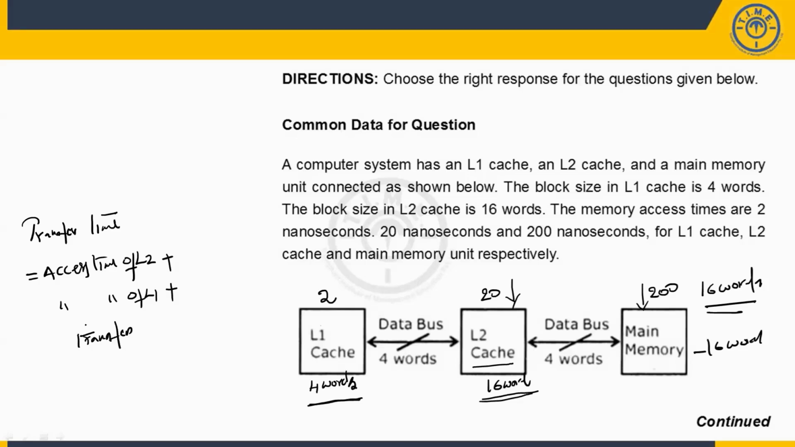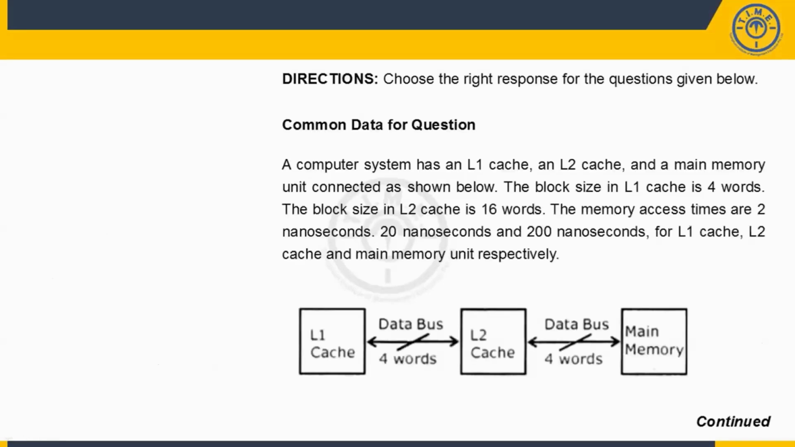Okay. There will be a transfer rate given whenever we have to calculate a transfer time. But a transfer rate here is not provided. So the transfer rate is negligible. So we only need to take the access time of L2 and the access time of L1. The access time of L2 is equal to 20 nanoseconds. The access time of L1 is 2 nanoseconds. 20 plus 2 is equal to 22 nanoseconds. This is the time required to make a transfer from L2 to L1.